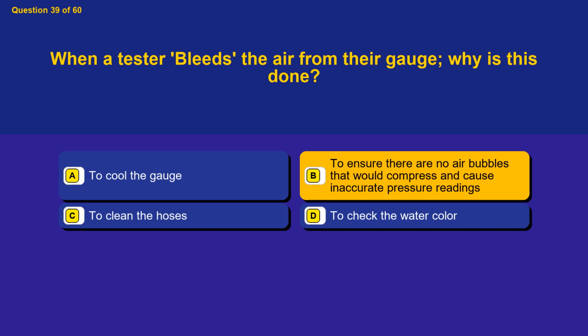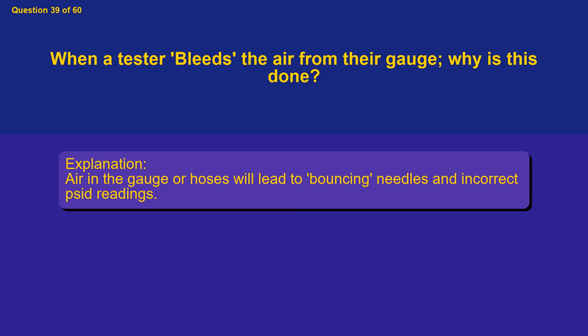The correct answer is option B, to ensure there are no air bubbles that would compress and cause inaccurate pressure readings. Air in the gauge or hoses will lead to bouncing needles and incorrect PSID readings.